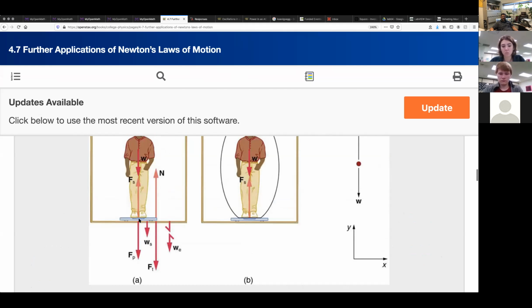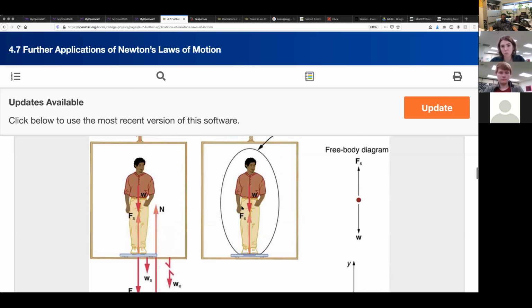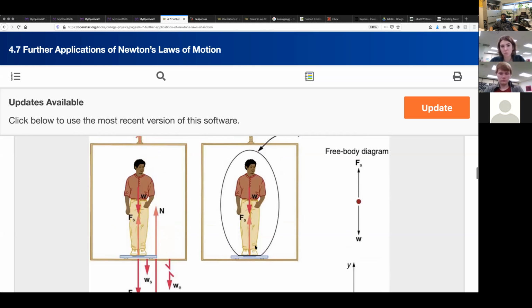So FP is the force that I push down on the scale with. FT is the force that the scale pushes down on the elevator with. And that is actually a little bit bigger because it's the weight of the scale and the weight of the person, right? And so we have all these forces involved, and we're just interested in just this one right here. We're just interested in the person.